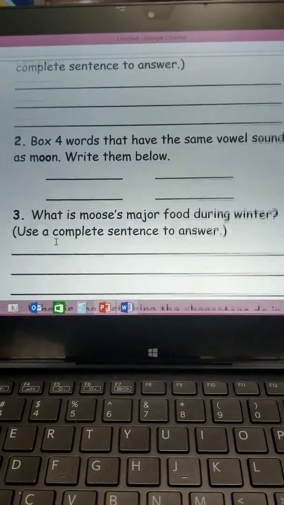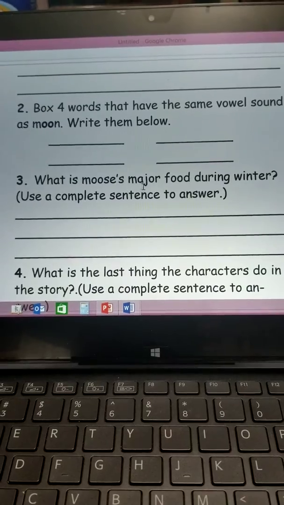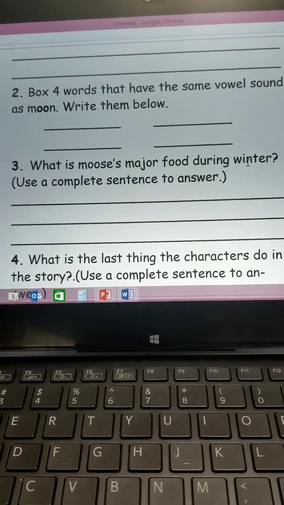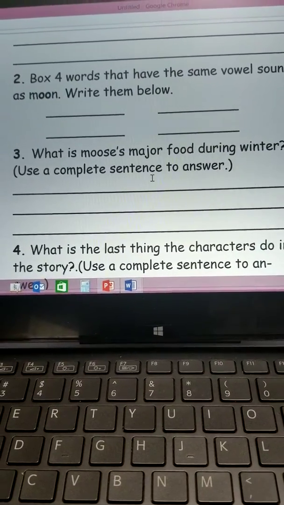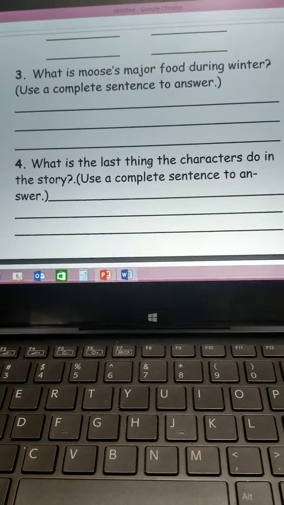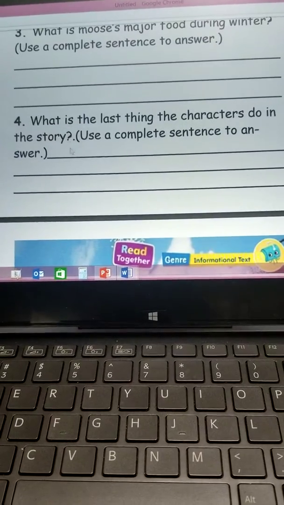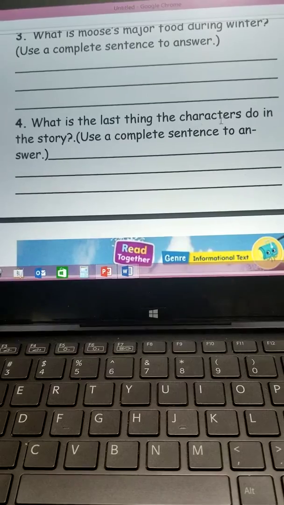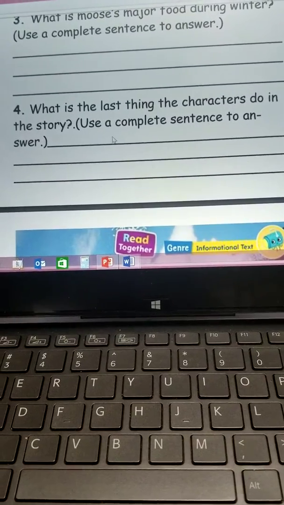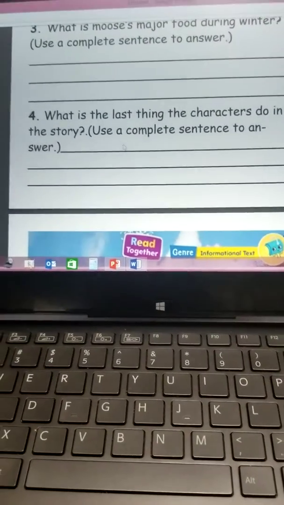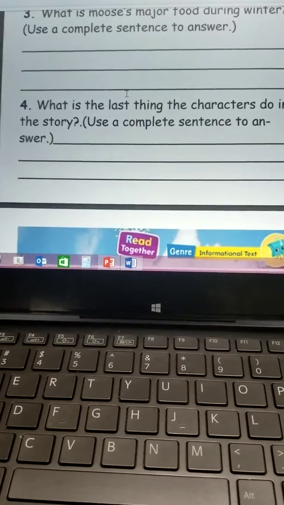Okay, and then number 3, what is Moose's major food for during winter? Again, use a complete sentence, boys and girls. Not just one word. What is the last thing the characters do in the story? So make sure you read your story a few times so you know the answers when you come to the questions.